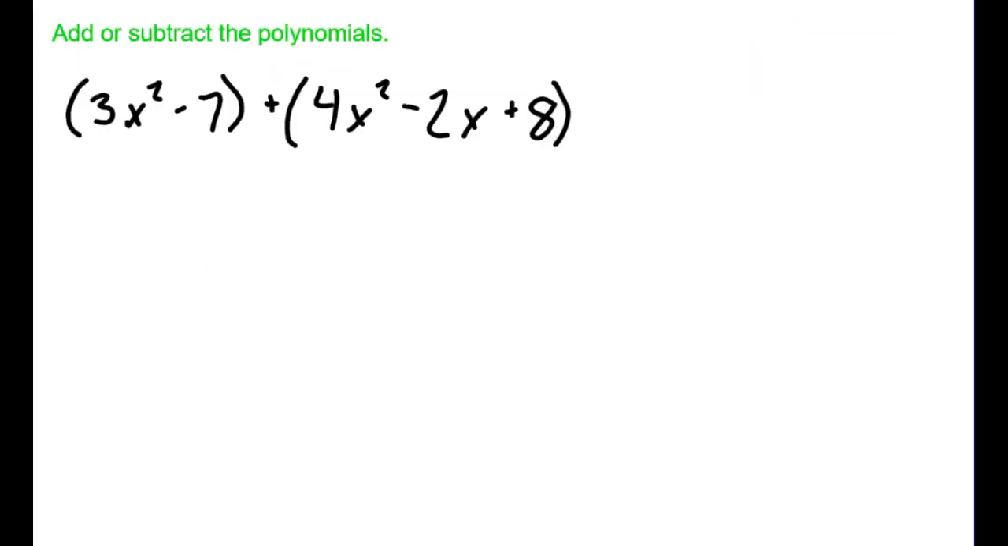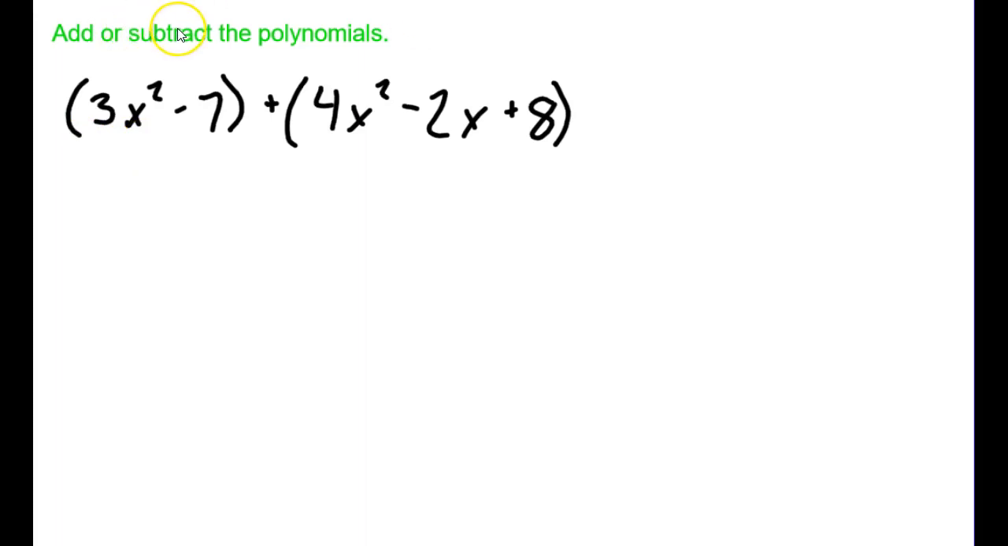Next, we're going to add or subtract a few polynomials. The first example, we have 3x squared minus 7. And we're going to add to that 4x squared minus 2x plus 8. When we add polynomials, we combine like terms. So we're going to add or subtract the coefficients of like terms. Like terms are terms that have a variable raised to the same power. So in this problem, we have an x squared and an x squared. These two terms are like terms. We're going to combine those together.